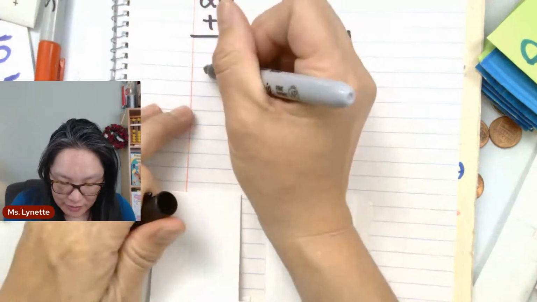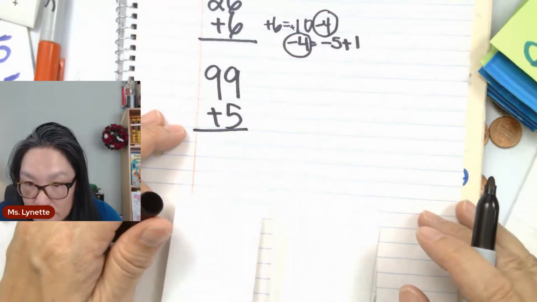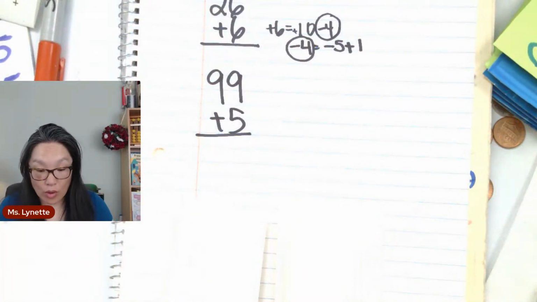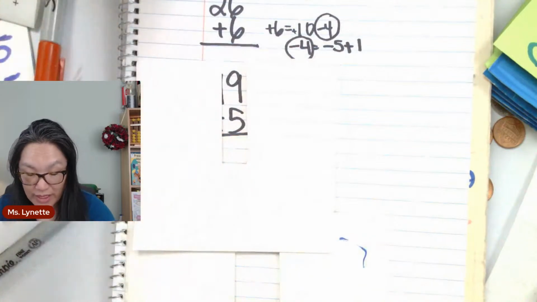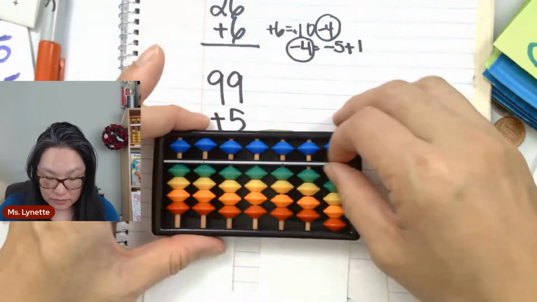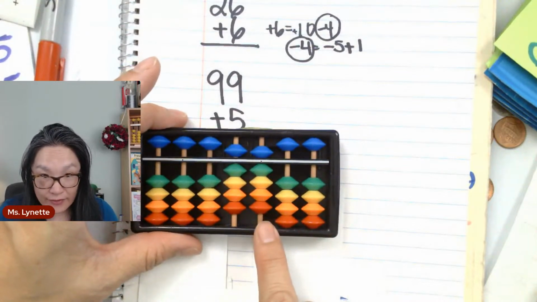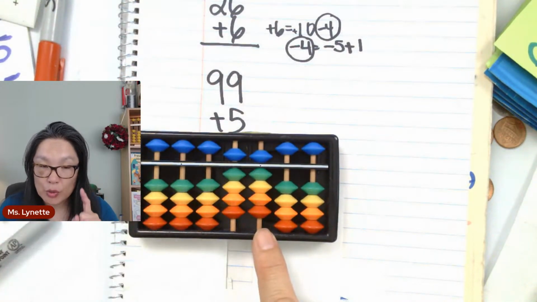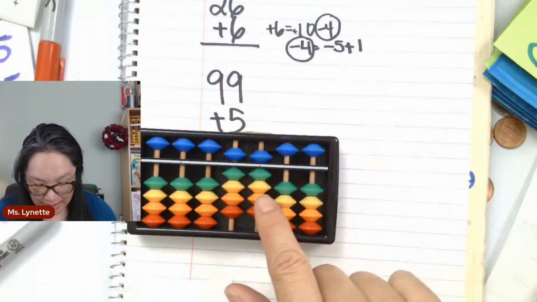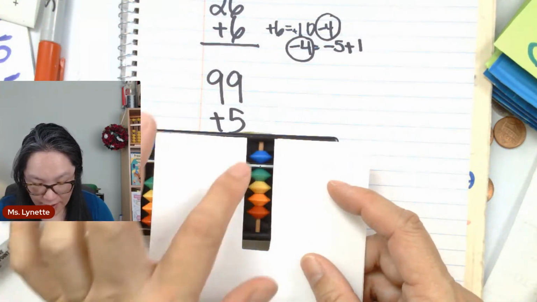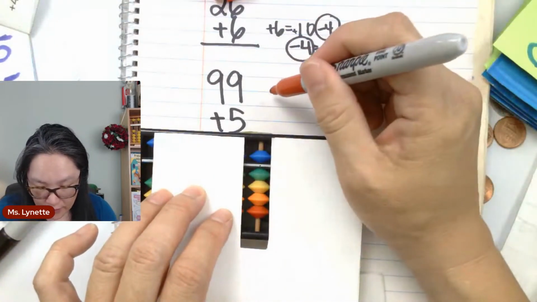Okay, so 99 plus 5. Now this is a little bit more, but it's the same because we know it. When we do 99 and then we add 5, we want to add the 5 here. This is where the commutative property comes in, right? What does that mean? 99 plus 5. I want to add the 5, but I cannot add the 5.